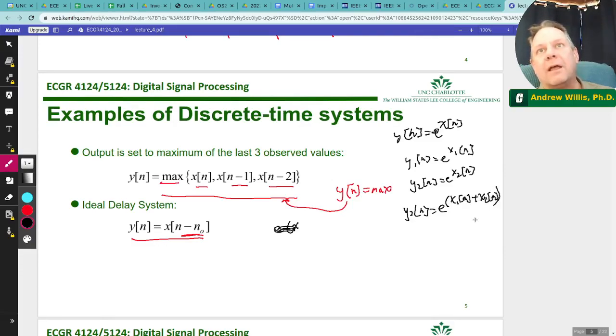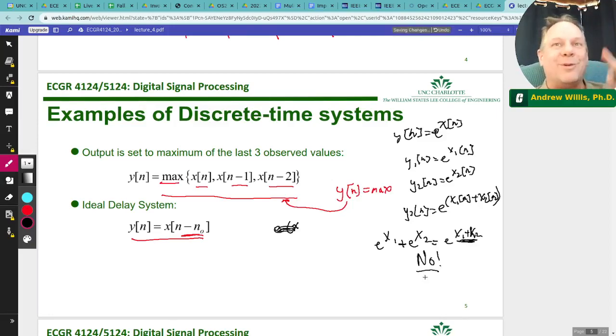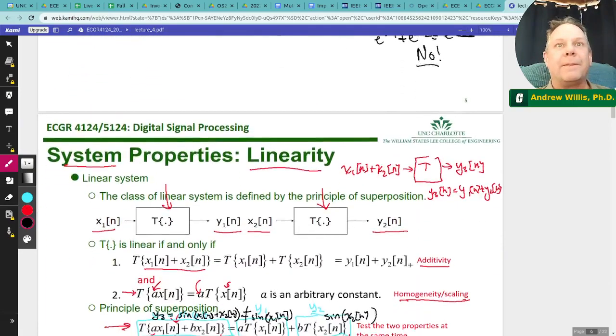Okay, and so in this case, is this a linear system? Is e of x1 plus e of x2 equal to e of x1 plus x2? Yes, actually. Careful. Oh no, it's not. You're not multiplying here, it's a plus, right? Yeah, I was thinking of multiplication. No, this is a plus, not a multiply. Because it's a plus, this is not a linear system. So the system which exponentiates the input, in fact, is not a linear system. Is that clear? Yes, that makes a lot of sense.